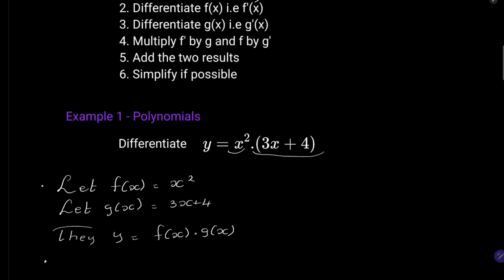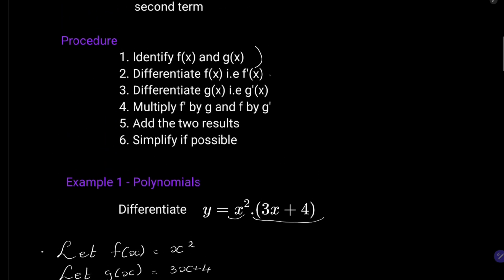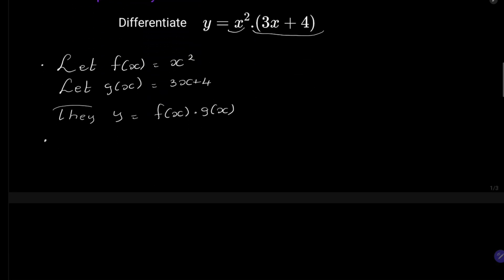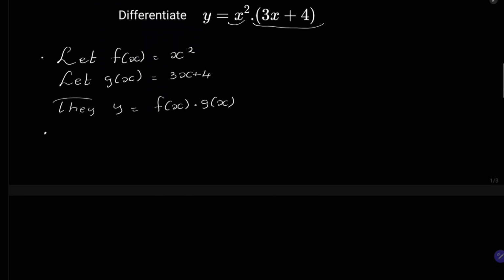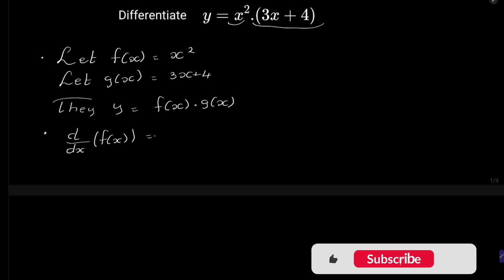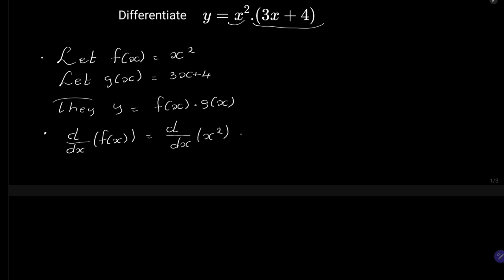Moving on to our second step. What does our second step tell us to do? Differentiate f of x. So let's start with our first function, f of x. The derivative with respect to x of f of x is equal to the derivative with respect to x of x squared. And what does this give us? It gives us 2x to the power 2 minus 1, which is equal to 2x from our power rule.